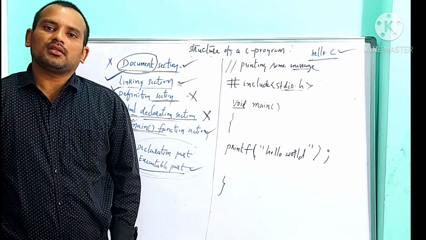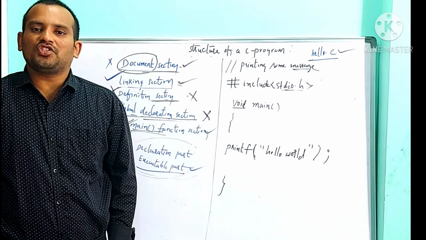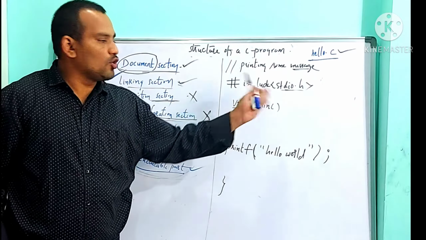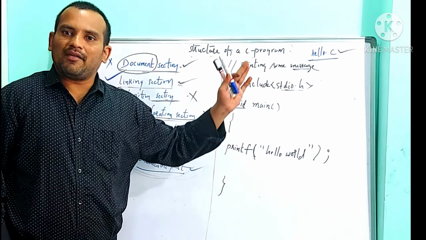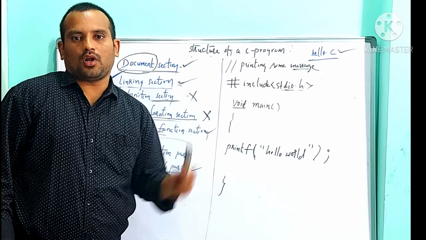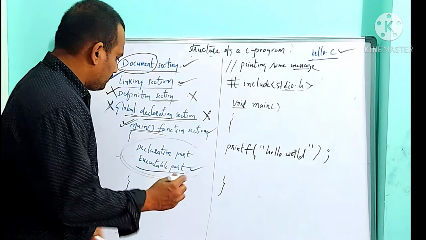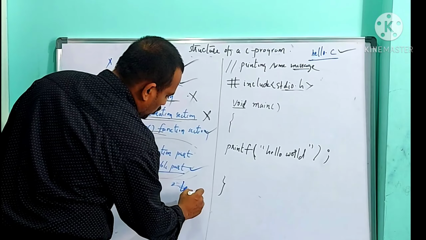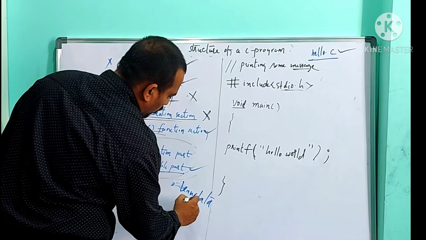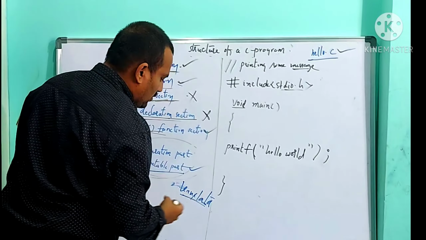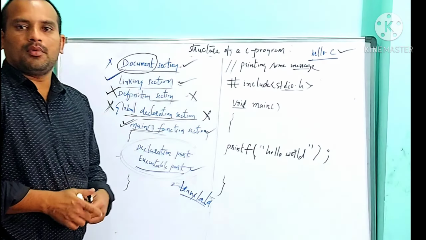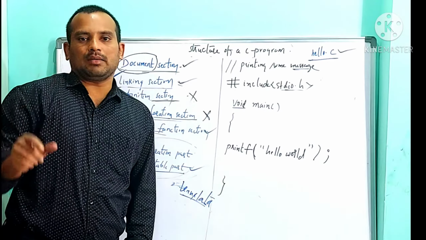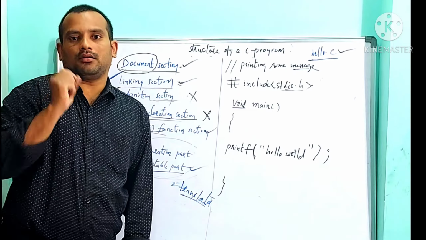In the previous class we discussed the translator. Translators are of two types. A translator is a program which translates one language program into another language program. I told you, a translator is a program which translates one language program into another language program. So translators are of two types: compiler and assembler. We are going to use the compiler.